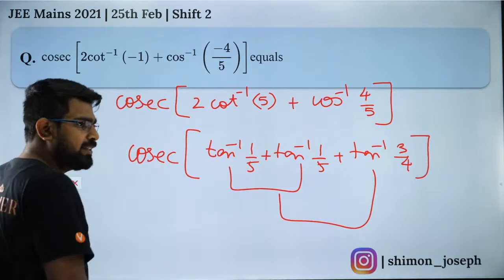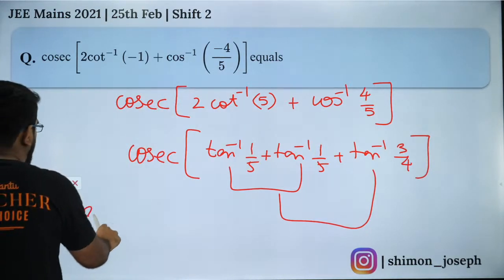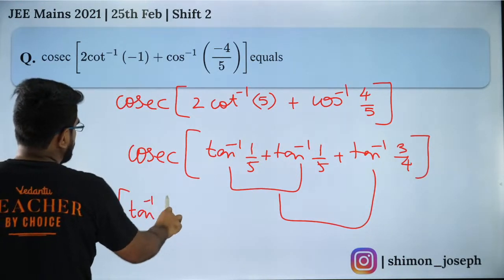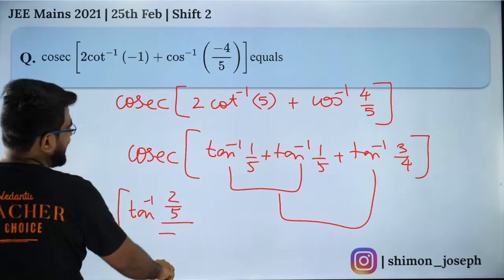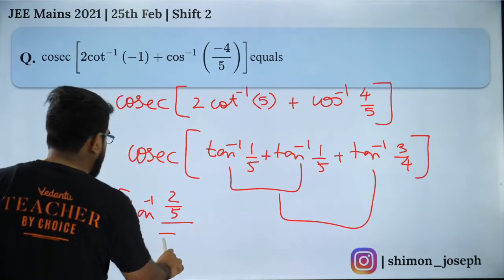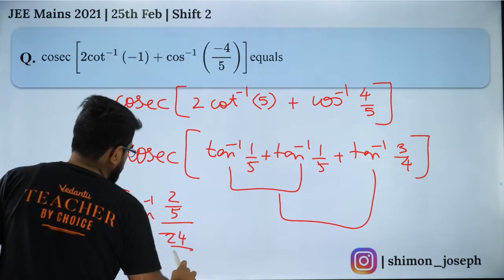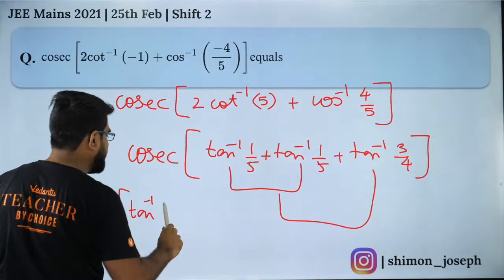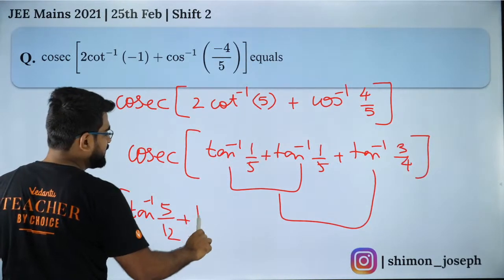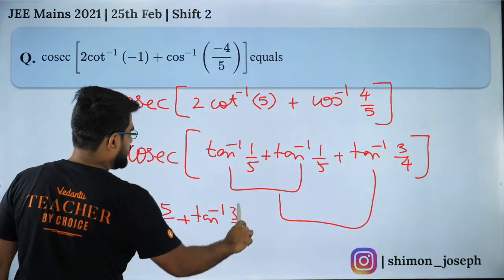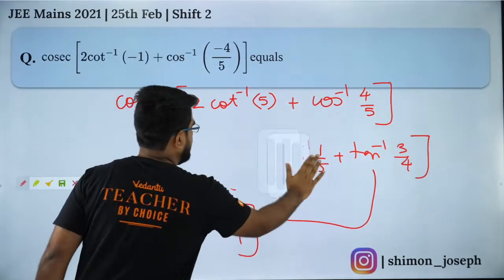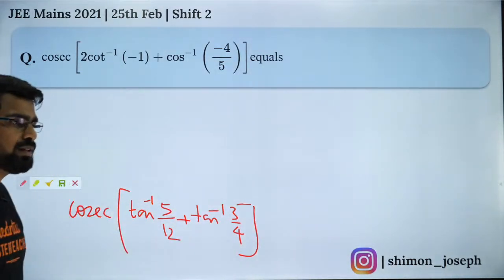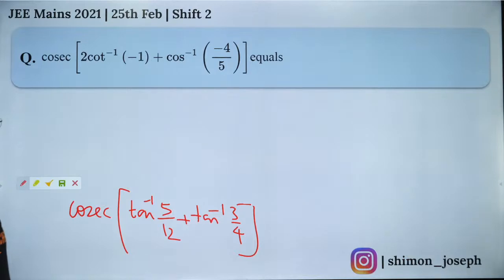Come on guys, everybody. So you'll have cosecant of tan inverse of 1 by 5 plus 1 by 5. What will you get? Tan inverse of 2 by 5 divided by 1 minus 1 by 25. So it will be 24 by 25. That will be equal to 5 by 12. Is that correct, guys? Plus you'll have tan inverse of 3 by 4. Now you need to add these two and get the answer. Let us try to complete it, my dear students. Are you all clear with this?